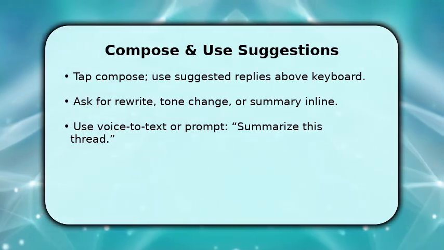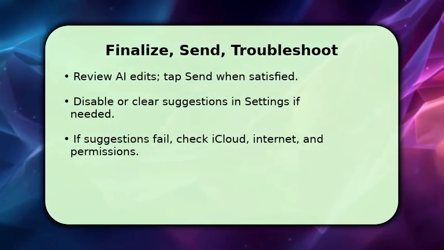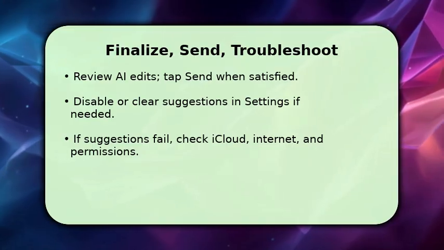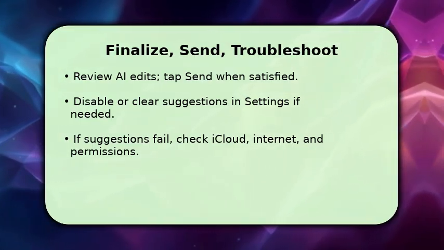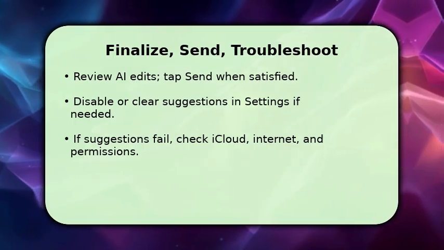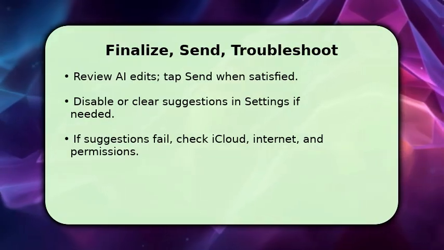You finish by reviewing AI-generated edits and confirming the message reads as you intend, then tap Send. If suggestions feel off, go to Settings, right arrow, Messages, right arrow, Apple Intelligence to disable or reset learned preferences. Once done, clear conversation cache or reboot if suggestions stop appearing.